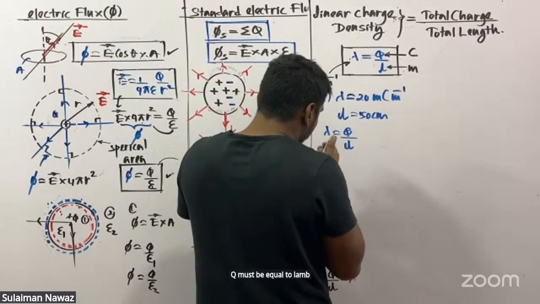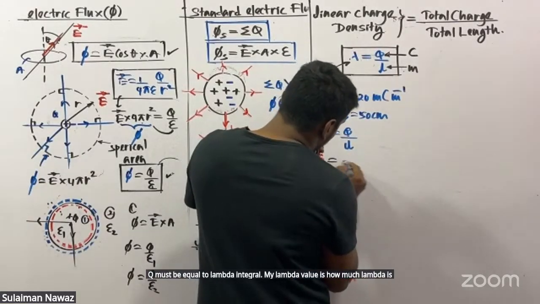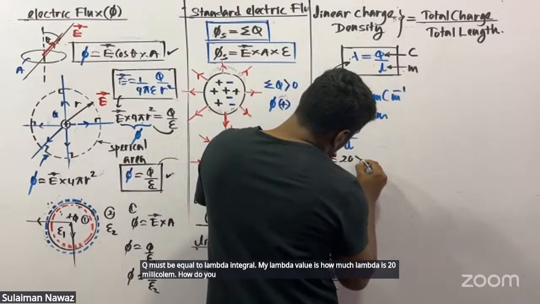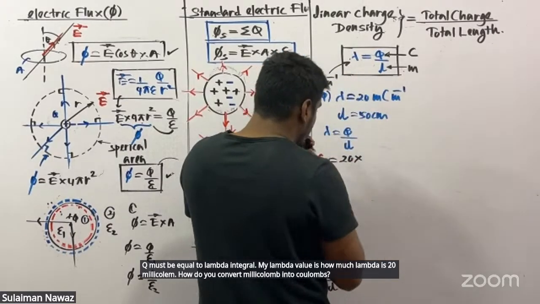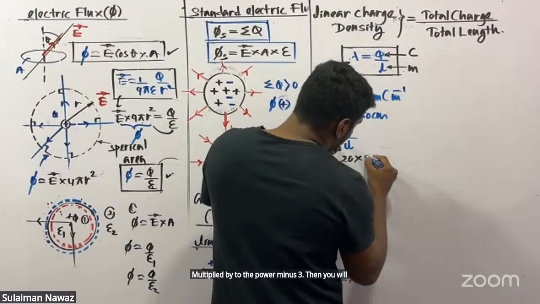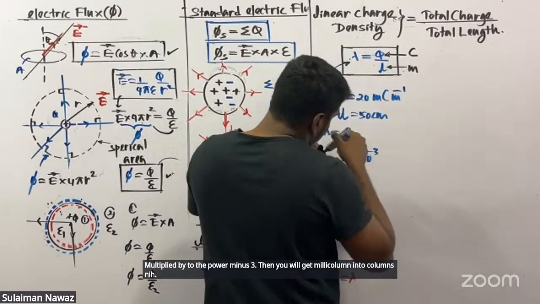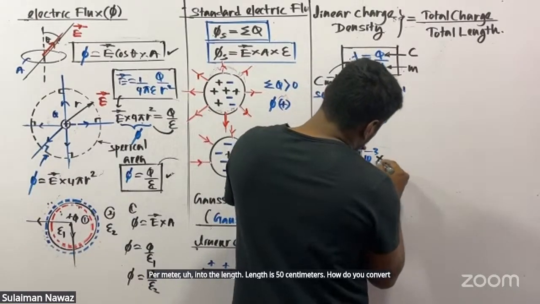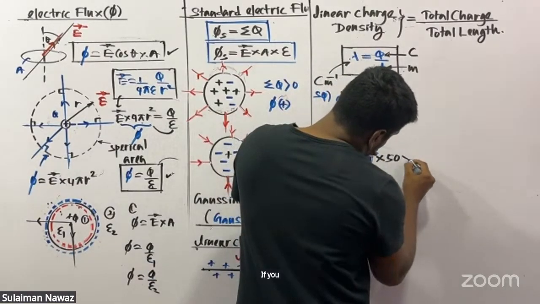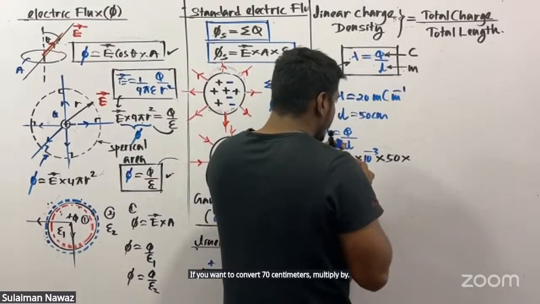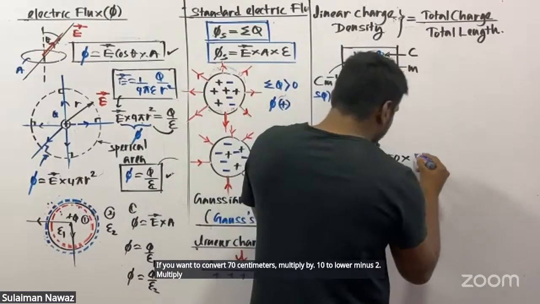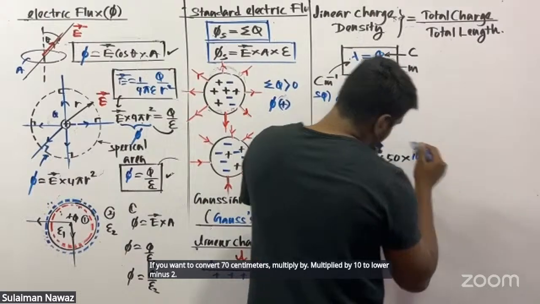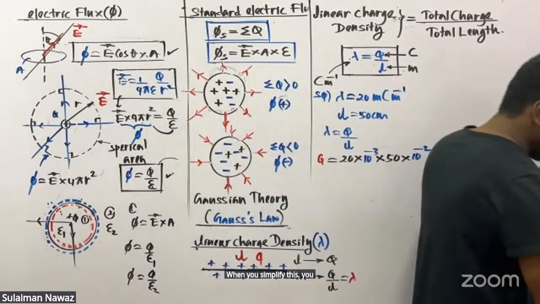My lambda value is how much? Lambda is 20 millicoulomb per meter. How do you convert millicoulomb into coulombs? Multiply by 10 to the power minus 3. Length is 50 centimeters. To convert centimeters into meters, multiply by 10 to the power minus 2. When you simplify this, you will get the answer.